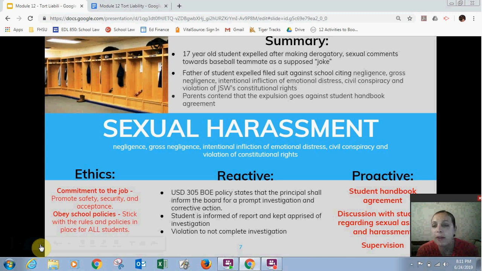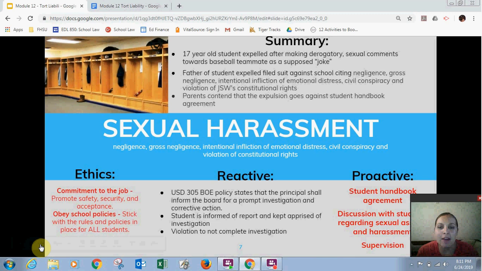They're actually supposed to get out of court here in the next week or so with a decision, supposedly. So I'm still waiting to hear what's decided on that one completely. The ethics that go with this one is just a commitment to the job again, promoting safety and security and obeying the policies, sticking with all the rules and making sure it is there for all students.